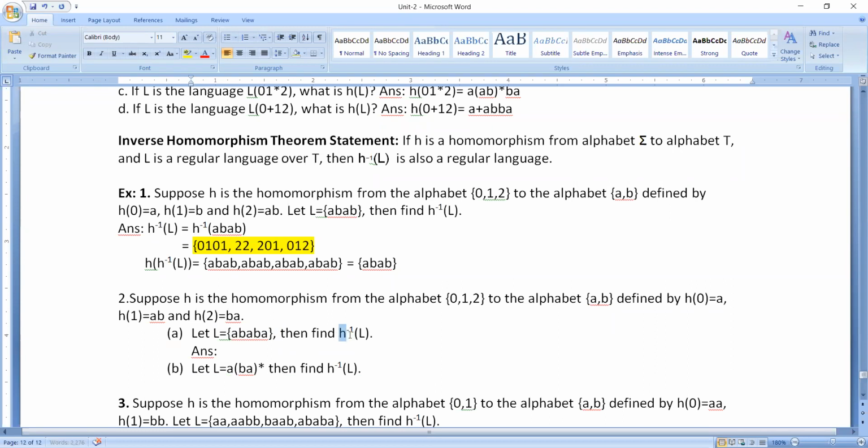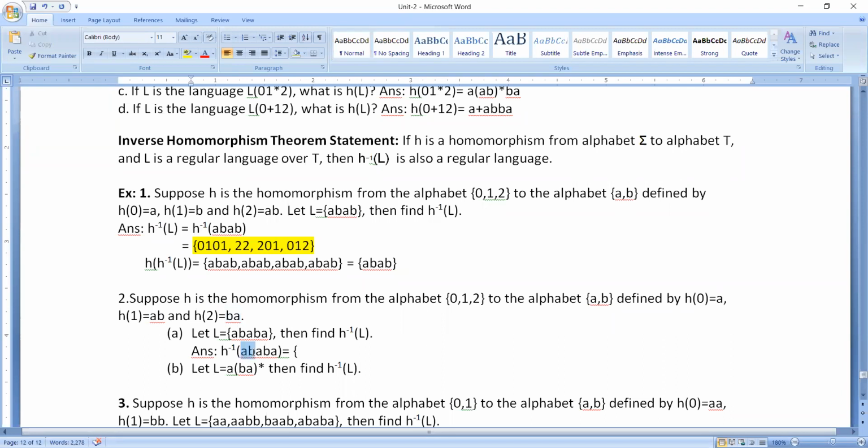Let us take H inverse of L. What is L now? ABA. Now we need to find out all the corresponding entries in terms of zeros and ones which will generate this language ABA. Now let's observe over here. I have H of 0 as A, H of 1 as AB, and H of 2 as BA.